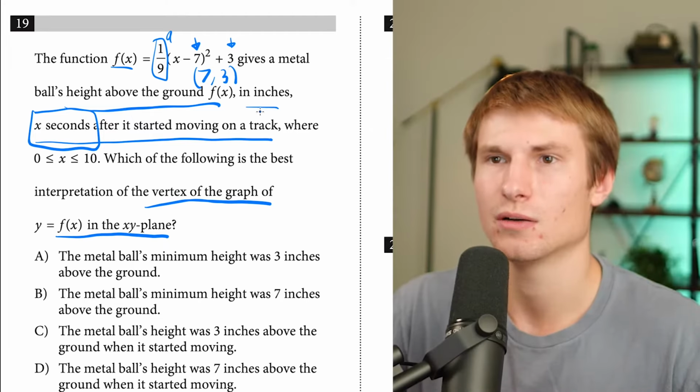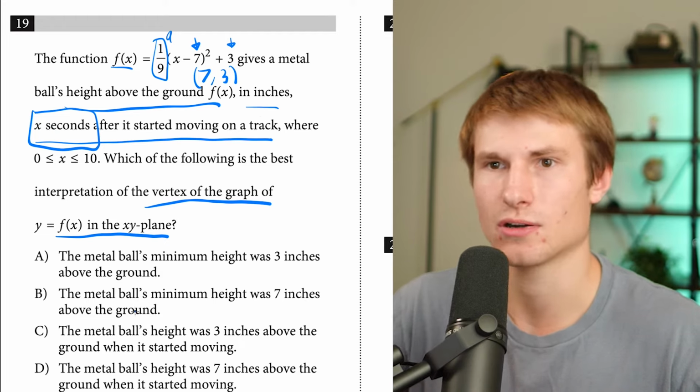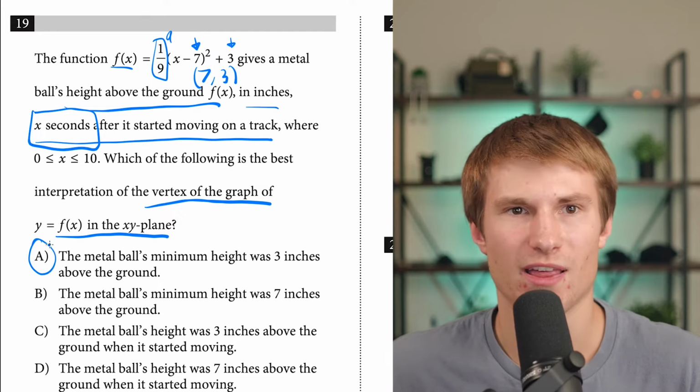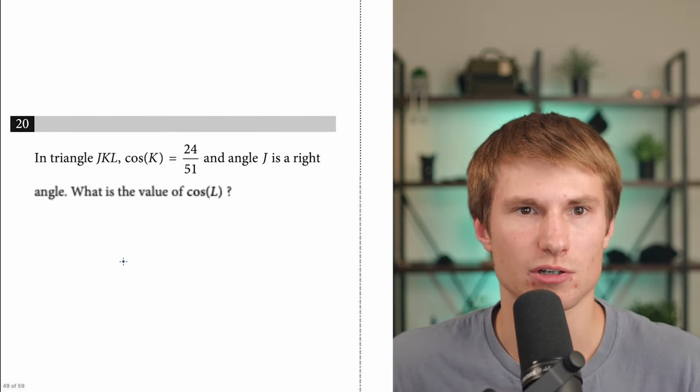3 inches above the ground, and that happens at 7 seconds after it starts. So we have option A: the metal ball's minimum height was 3 inches above the ground. Yes. Okay, that's represented by that y value of 3 in our vertex. Moving on to question number 20.